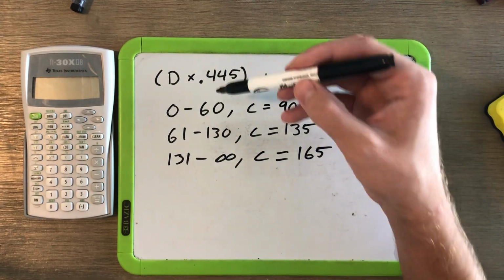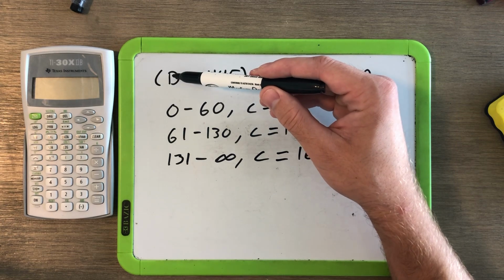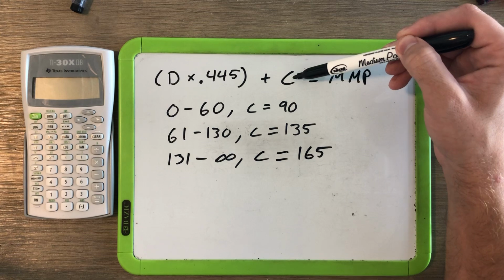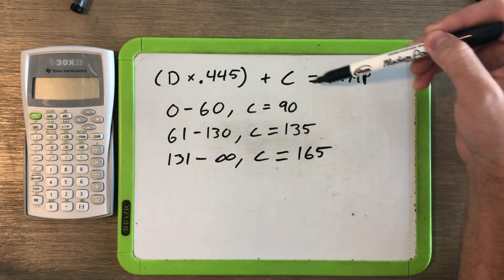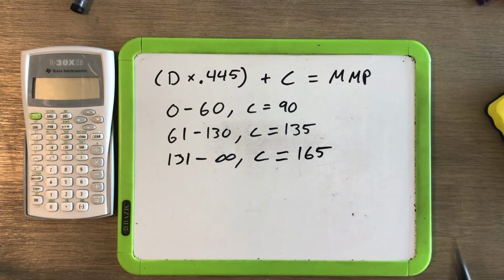All right, so find our depth. We'll put it in there. If it's between this range, we'll take this number and we'll put it there. If it's between this range, we'll take the 135 and put it there. And if it's between this range, we'll take this and put it there. So let's just say that we're at 120 feet.